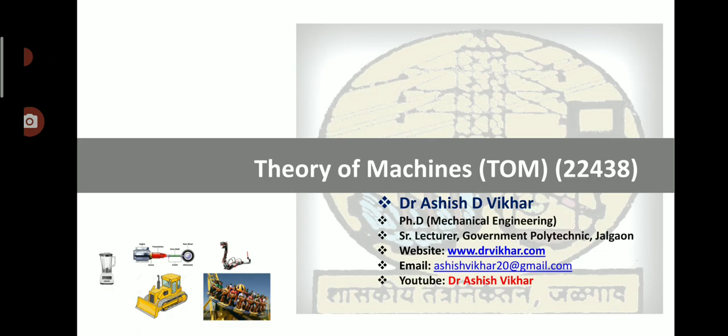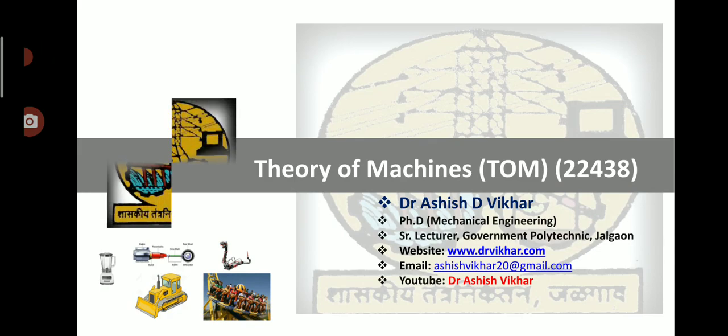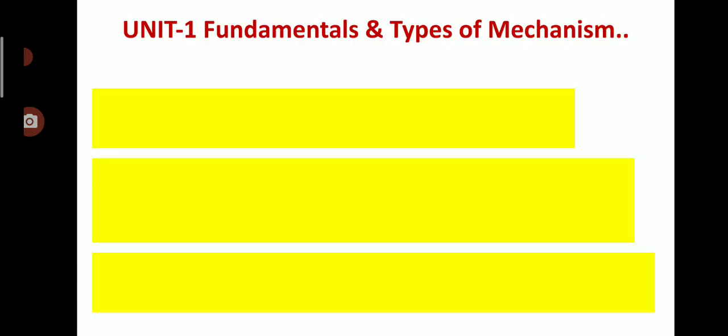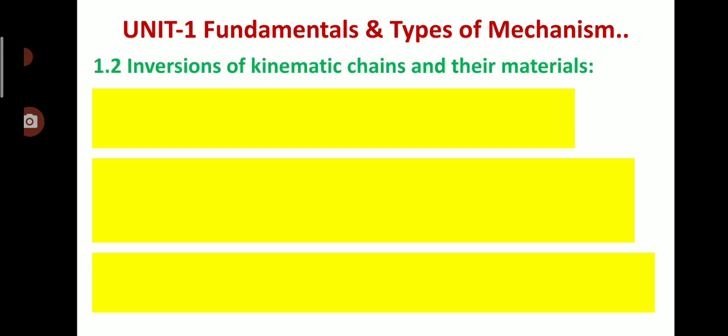I am Dr. Ashish Vikhar and today I am going to present the lecture on theory of machine, unit number 1. The name of unit number 1 is fundamentals and types of mechanism, and today in this we will learn about point number 1.2, which is related to inversions of kinematic chains and their materials.